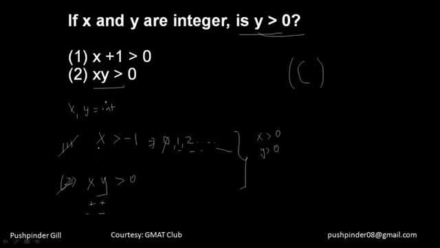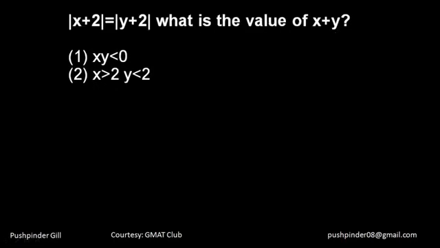Similarly, x greater than negative 1 should tell you, and you know that x and y are integers, these are the only possible values that x can take. Since you know x into y is greater than 0, one quality piece of information is that x is not 0, so you can strike out 0, and that means definitely x is positive. If x is positive and the product of x and y is positive, that means y is also positive. That means my answer is C. I hope you've understood this. Let's move on to the next question.